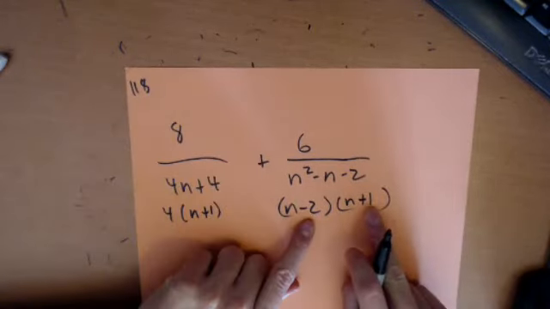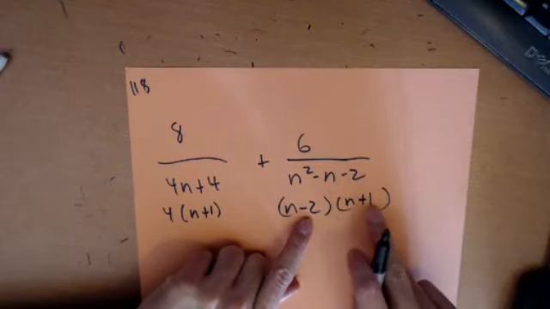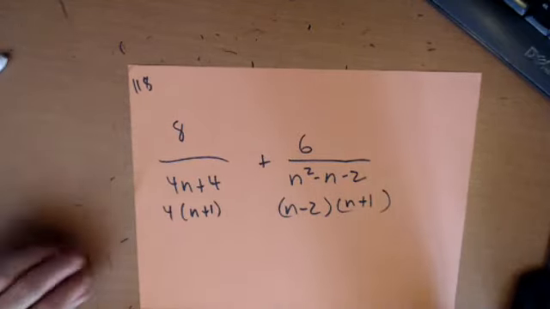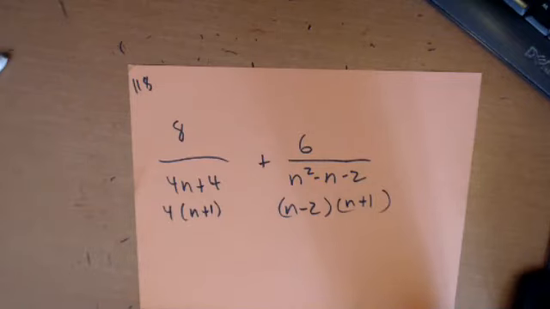See, negative 2 times 1 gives us that. Negative 2 plus 1 gives us negative 1. Okay. So this is what we're doing in problems like 99 through 105. So, let's see.